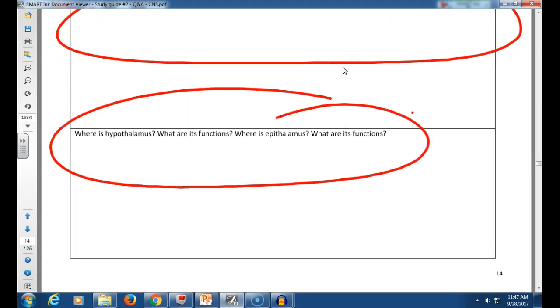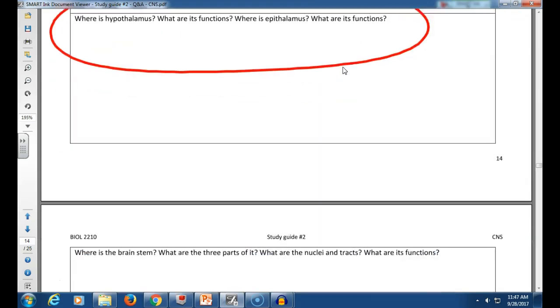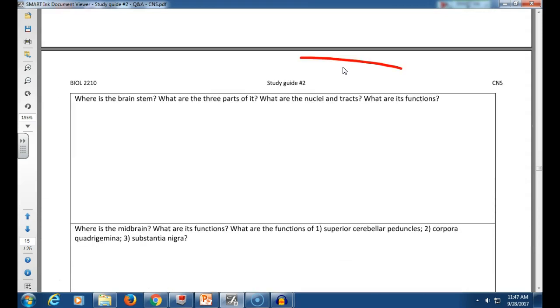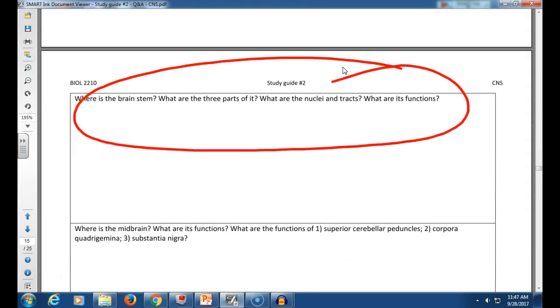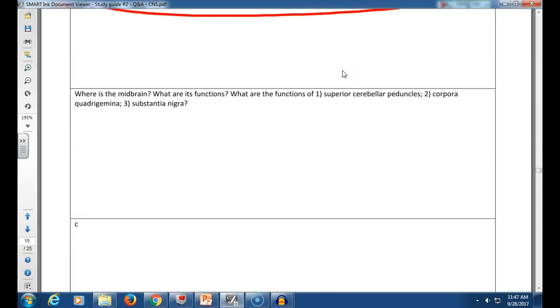Hypothalamus, visceral controls, visceral response to emotions. Three parts of brainstem with the functions that we discussed. It kind of tells you what to know. Corpora quadrigemina, visual startle reflexes.